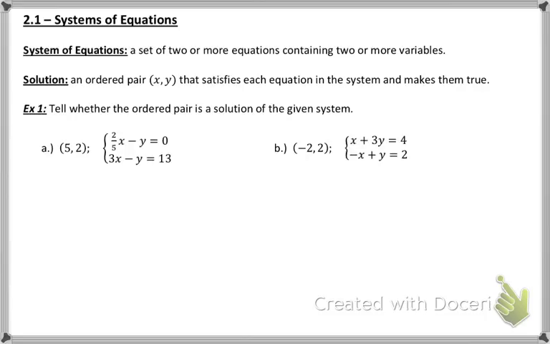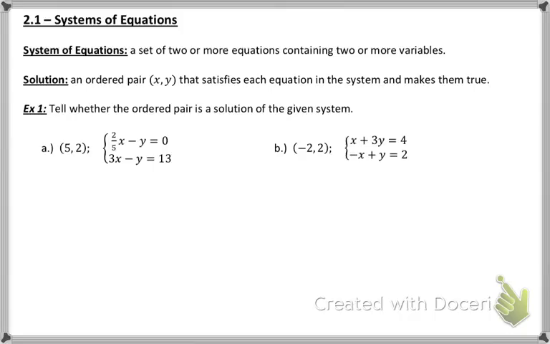You might have a computer system that is set up to connect your monitor and your desktop and your computer and speakers and router, etc. So when you have a system, it's just more than one thing working together. And when we have a system of equations, we have a set of two or more equations that are working together, and they contain two or more variables.